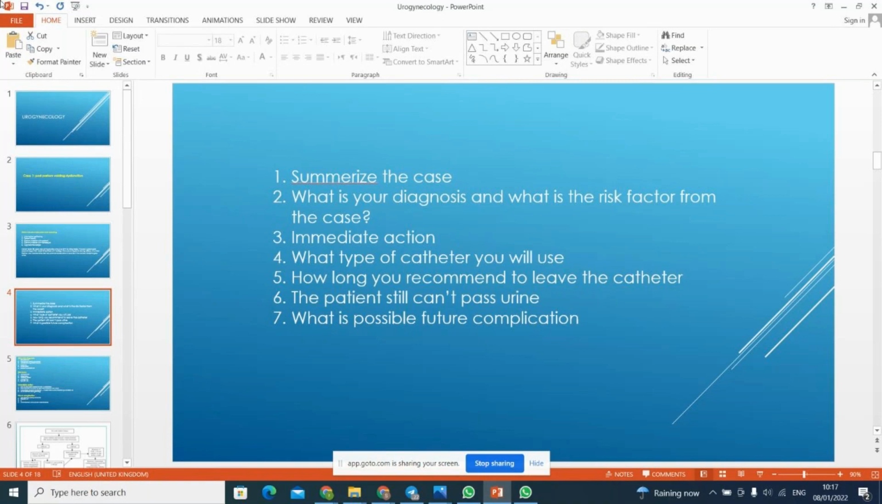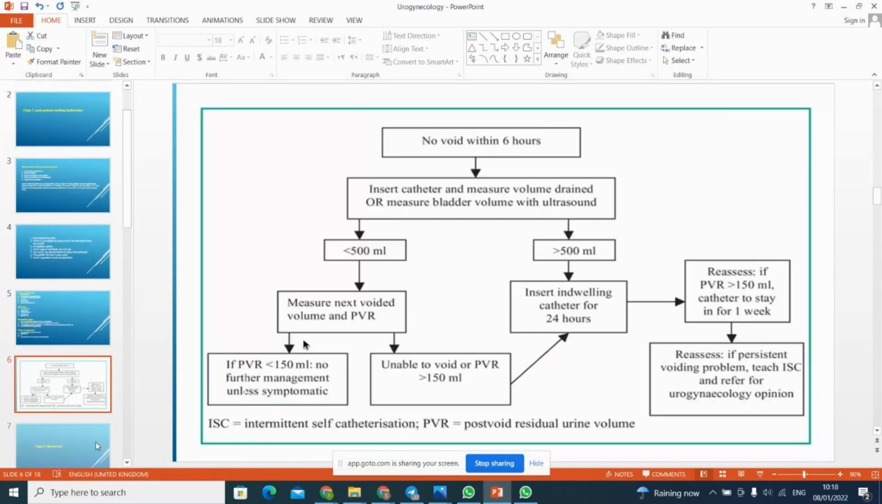How long do you recommend to leave the catheter? Here also you covered it very well, that it's according to the residual volume, whether it's more than 150 or less than 150, and how you mentioned it. This is according to this slide. This slide in reality is the answer to this question, and all of us must take a look at it and must know about it.